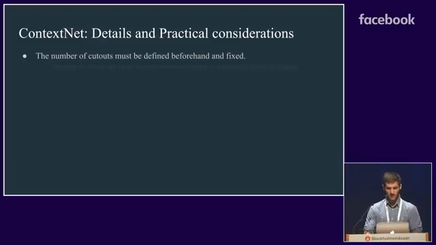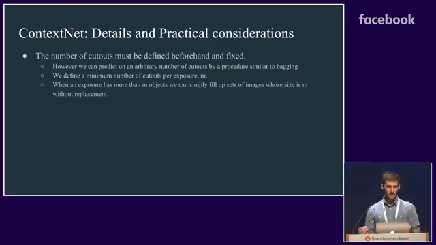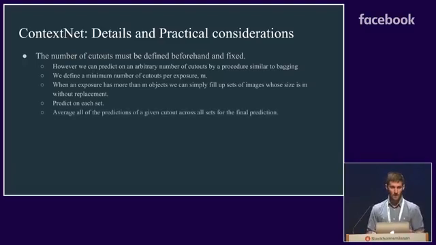So how we deal with this is a procedure that's similar to bagging. Basically, we define a minimum number of cutouts per exposure. So this is the minimum number that we know will be in the exposure. For LSST, this is 1,000. If it's less than 1,000, then something probably went catastrophically wrong with the sensors. And then we basically fill up without replacement a bunch of cutout sets. We do this multiple times. We predict on each of these sets, and we average all of the predictions.